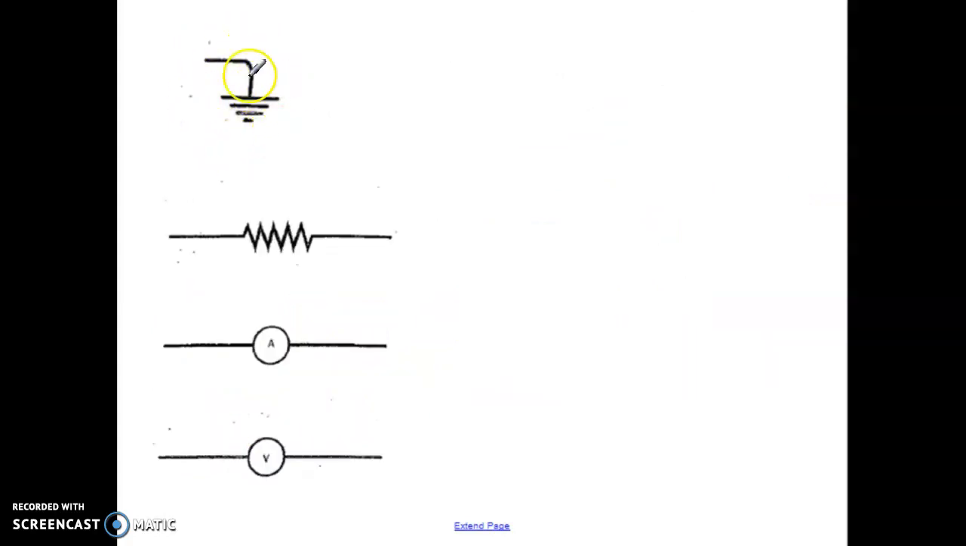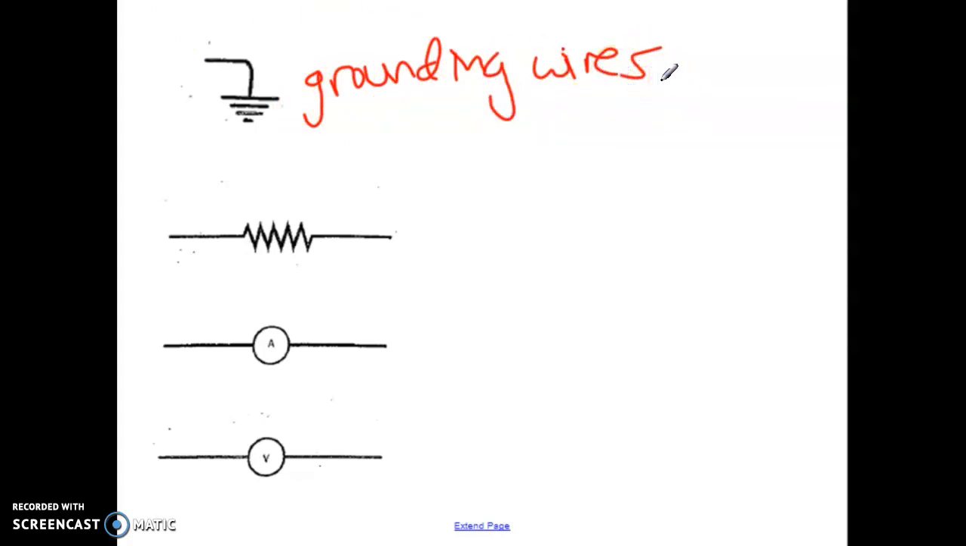Okay, we've seen this symbol before actually when we were doing static electricity and discharge. So this is the symbol for a ground or a grounding wire. Right, we've seen that schematic before. Okay, this is a new one for us. It's a straight line, and then there's this zigzag symbol in the middle. This is representing a resistor.